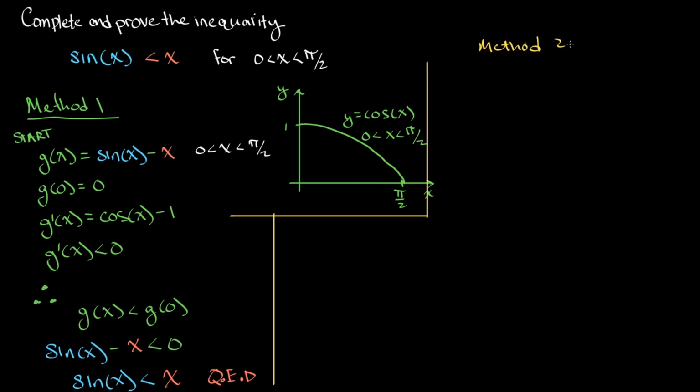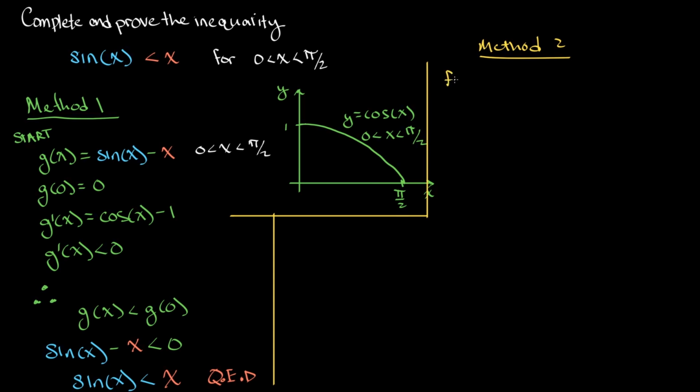Now, the difference between these two methods that I'm going to show you: this first method actually took some consequences from the mean value theorem in order to complete a proof. This second method is actually going to manipulate the mean value theorem itself in order to prove this inequality. So here's what I mean by that.